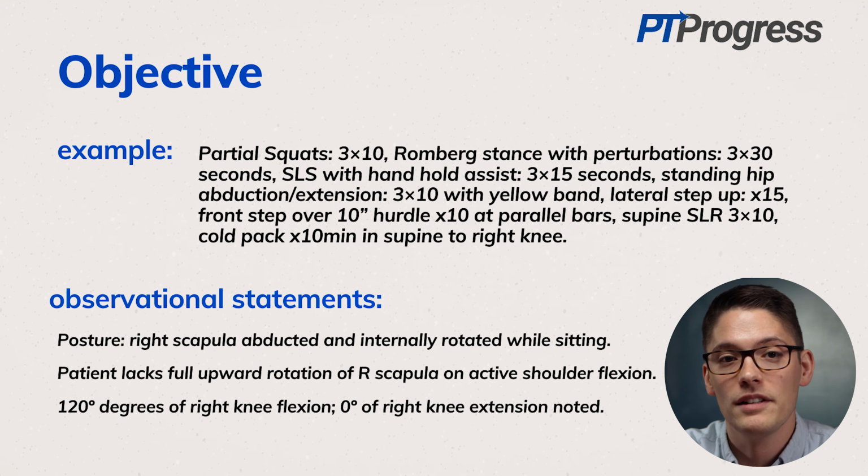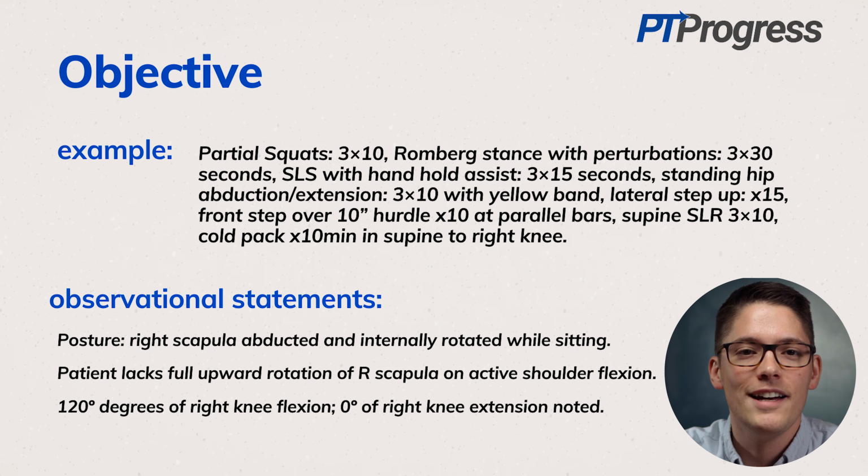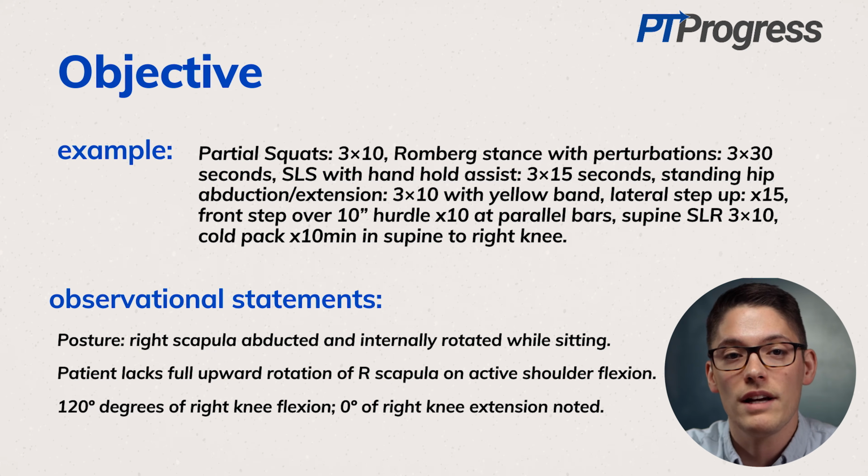Some systems have open text areas to remark on observations you make, such as these examples. Posture, right scapula abducted and internally rotated while sitting. Patient lacks full upward rotation of right scapula on active shoulder flexion. 120 degrees of right knee flexion. 0 degrees of right knee extension noted.